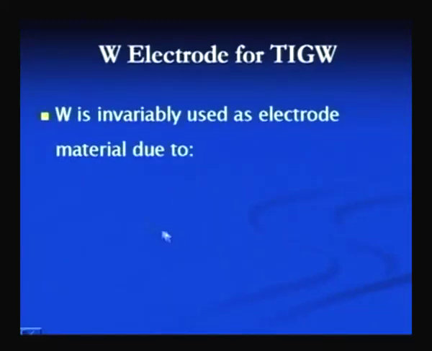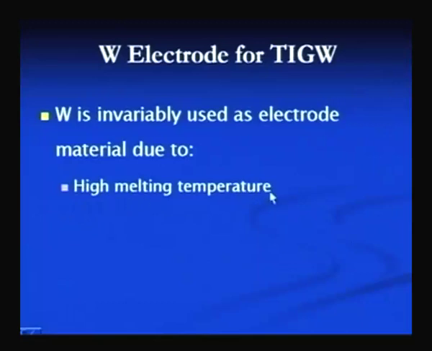Pure tungsten electrode is invariably used in the tungsten inert gas welding process, and the main reason for its use as an electrode is its ability to withstand high temperature. Its melting point is quite high, around 3410 degrees centigrade, and because of this ability it can easily withstand the conditions under the arc which is produced.